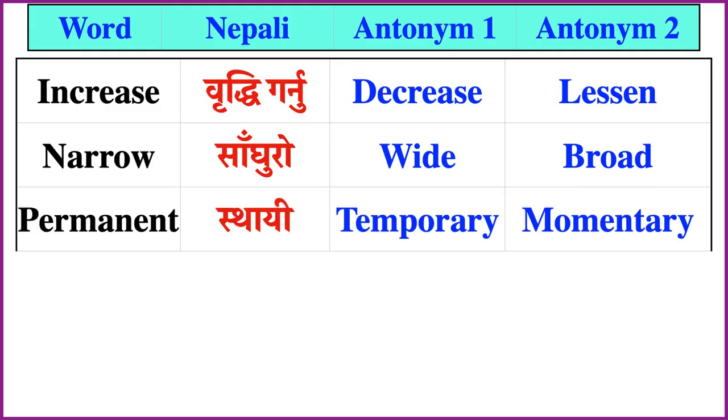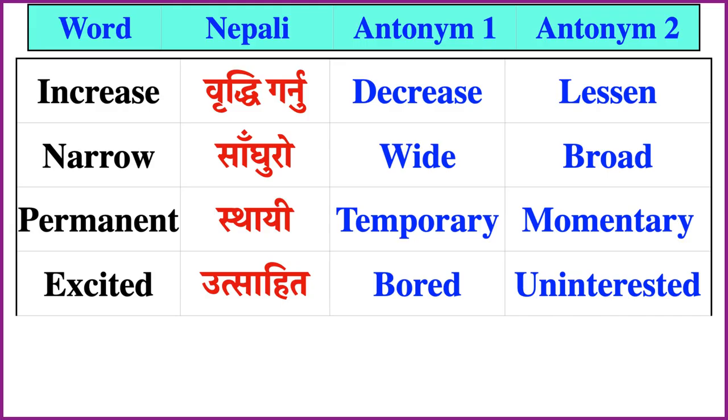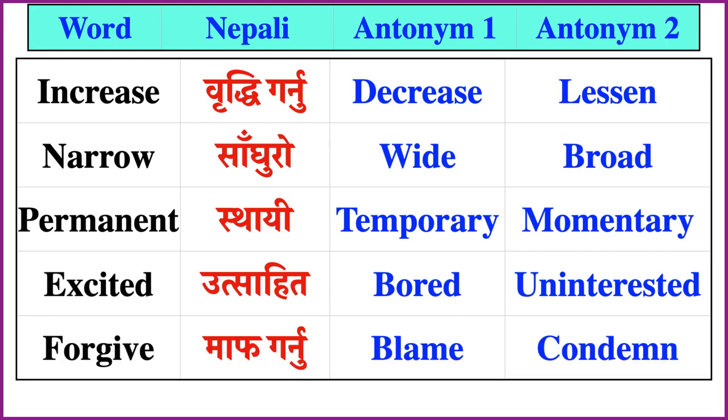Permanent भनेको स्थायी, and then antonyms are temporary and momentary. Excited भनेको उत्साहित, and then its antonyms are bored and uninterested. Forgive भनेको माफ गर्नु, and its antonyms are blame and condemn.